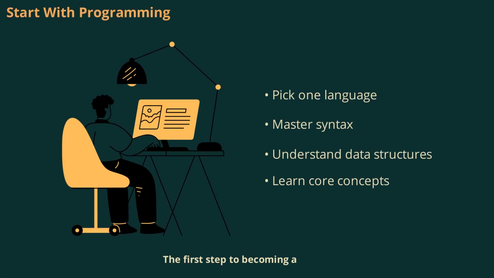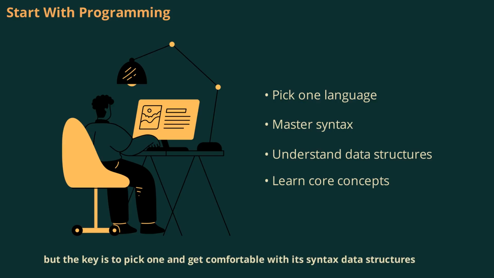The first step to becoming a backend developer is learning a programming language. Popular choices include Python, Java, JavaScript, Node.js, Ruby, and Go. Each language has its strengths, but the key is to pick one and get comfortable with its syntax, data structures, and core concepts. Mastering a language will give you the foundation you need to tackle more advanced backend topics.